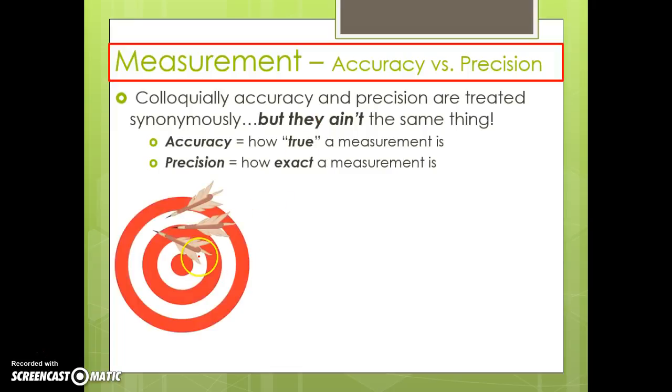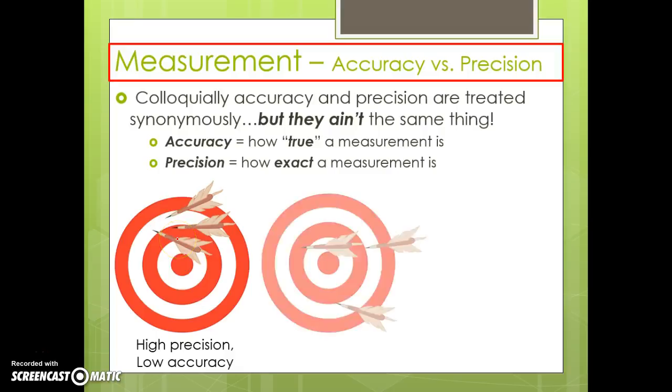Let's say you're throwing darts and you're as bad as this person. This would have high precision but low accuracy. Precision is how exact a measurement is. This is precise because all three of your darts hit the same area. So you were a precise thrower, but you weren't accurate, because if you were accurate, you would have hit the center. So this is high precision but low accuracy.